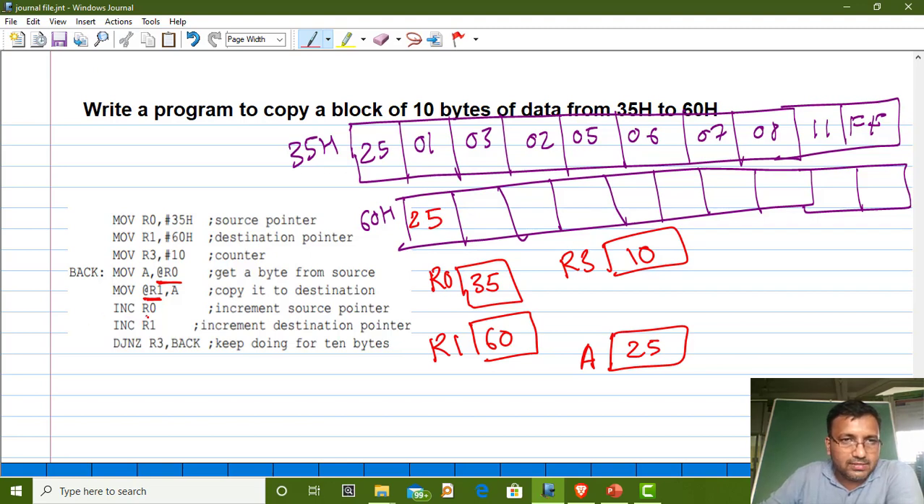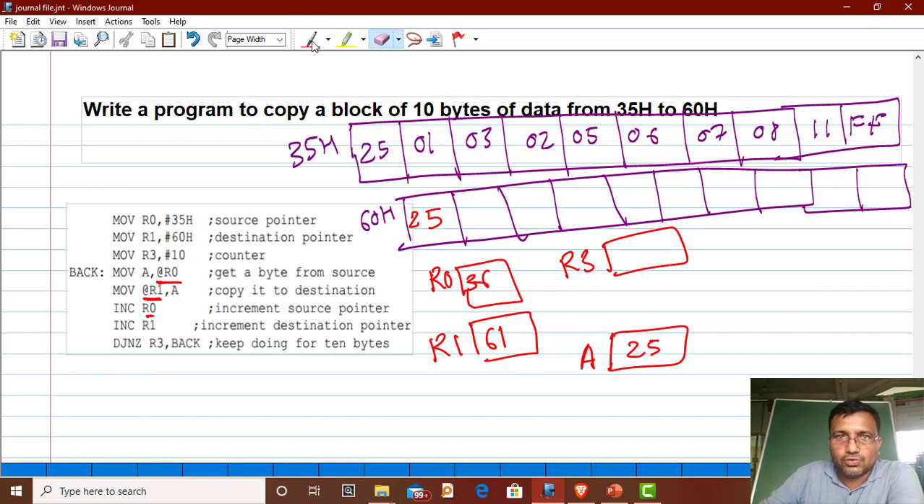Now increment R0. So R0 is incremented, which means that instead of 35 it becomes 36. And also you increment R1, so instead of 60 it becomes 61. Okay, again decrement R3. R3 value is 10, it is decremented, and you will get 09 over there. Okay, again it will go back now.